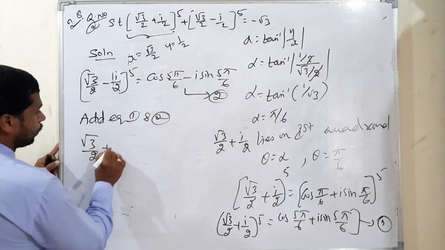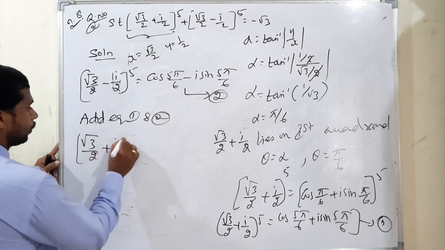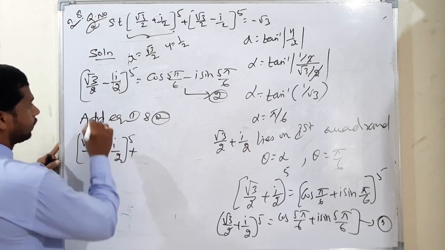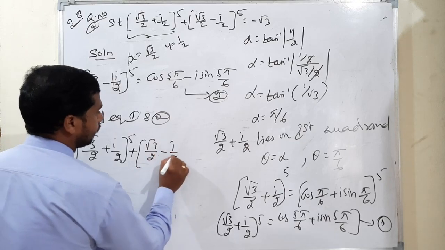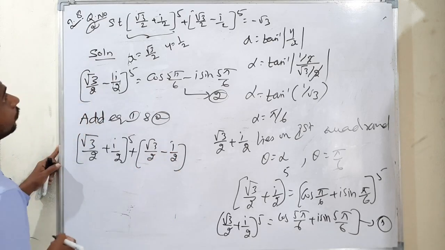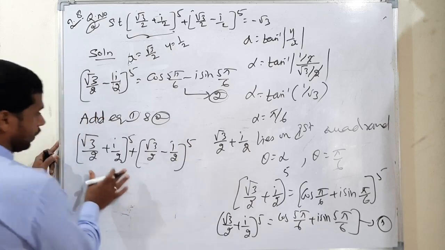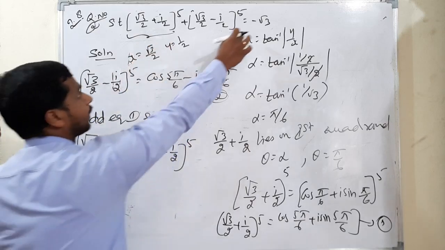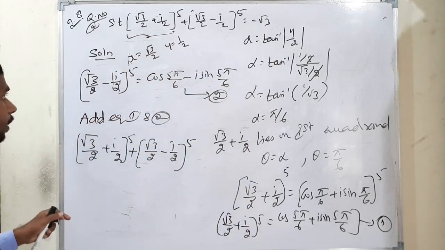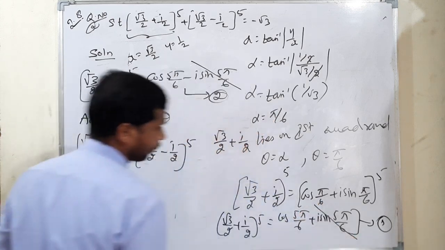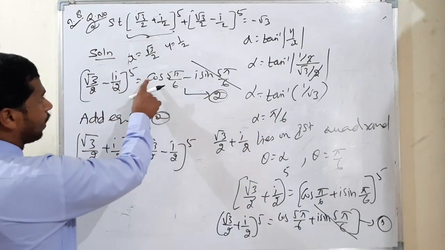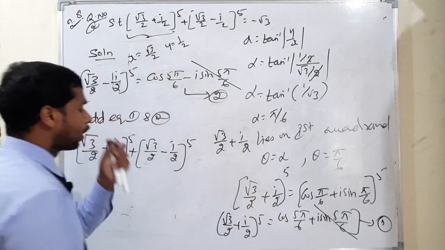Root 3 by 2 plus i by 2, the whole power of 5, plus root 3 by 2 minus i by 2, the whole power of 5. This is the left hand side, but we need minus root 3 on the right hand side, so check it there. Here minus i sin pi by 6 and plus i sin pi by 6 cancel. Remaining cos pi by 6, and here also cos pi by 6.